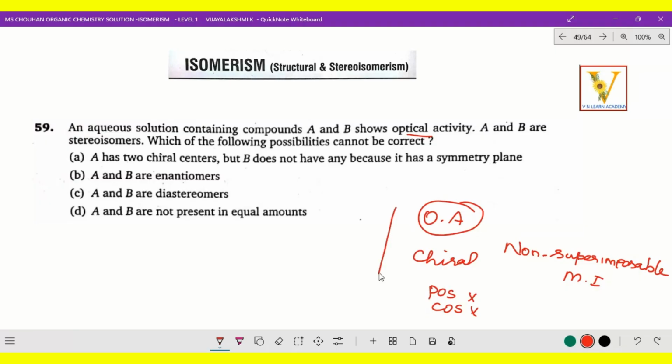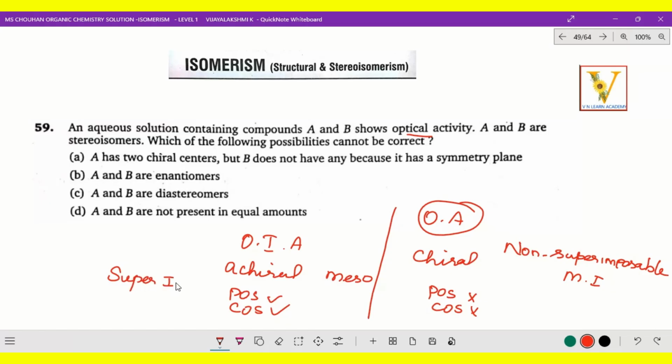Optically inactive means it is achiral, and POS and COS will be present, and meso will be available. It has a superimposable mirror image. So these are all possible, and it cannot rotate plane polarized light. Yes, fine. Come on, let's check which is the correct option.